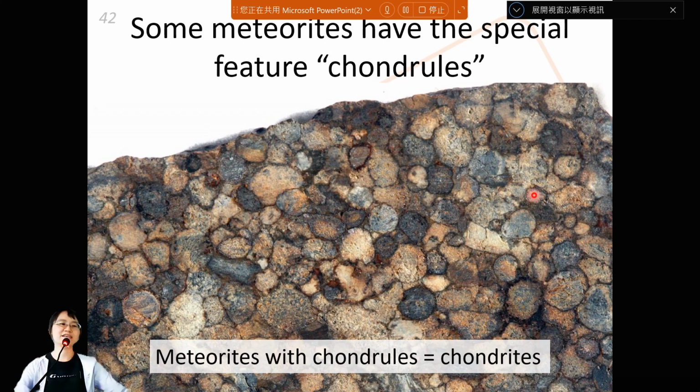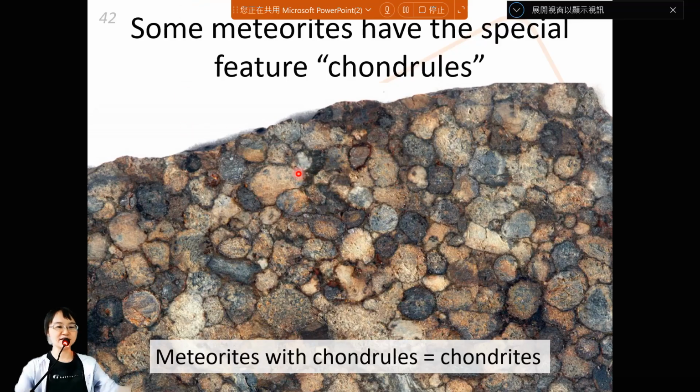This. The name of this texture is called chondrules. You see, those are the mineral grains. Can you see any mineral grains on Earth with this appearance? Round-shaped? Probably not, right? Because the mineral grain you see is always with an angle. You will not see a round-shaped mineral grain.